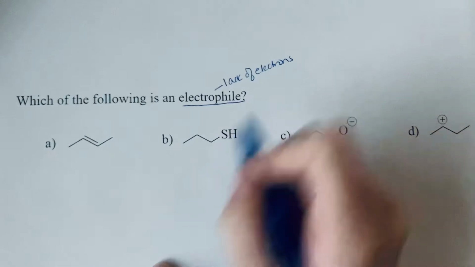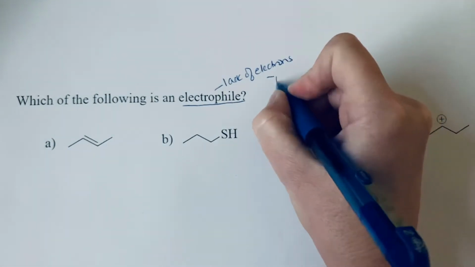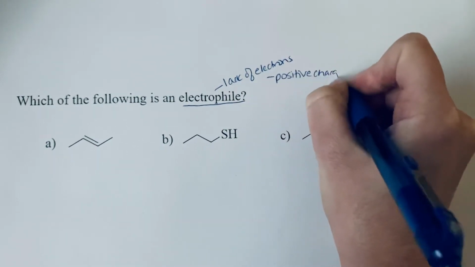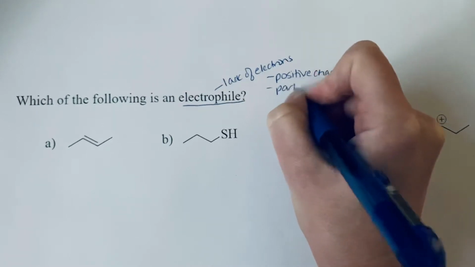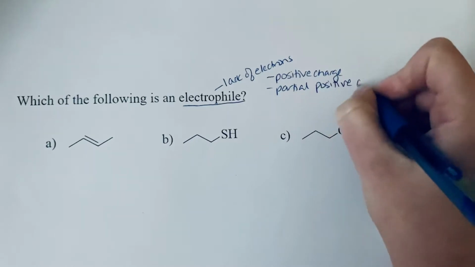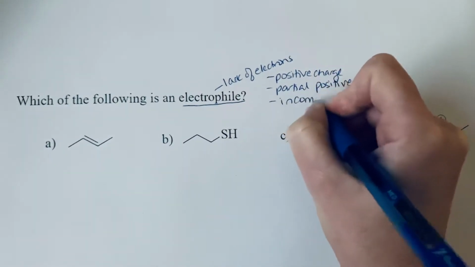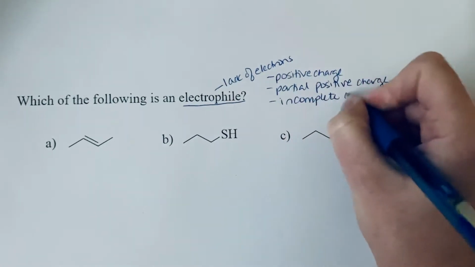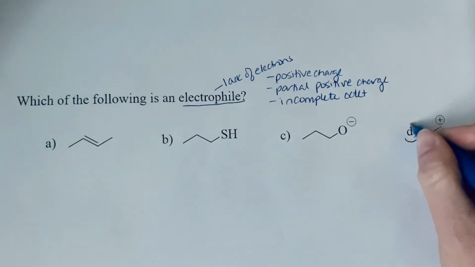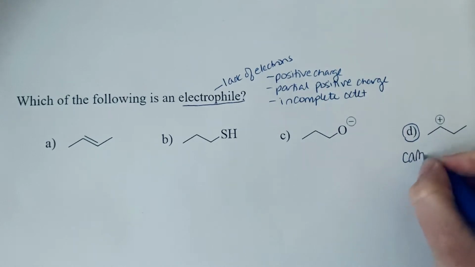And to recognize a lack of electrons, we should be able to pick this out fairly easily, because what we're going to see is either a positive charge, a partial positive charge, or an incomplete octet. And with that information, we should fairly quickly recognize that D here, this carbocation, is an electrophile.